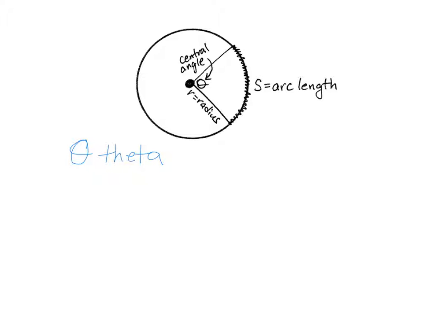Angles are measured in both degrees and radians. In a circle, the degree measure of a central angle is measured inside the angle itself. The radian measure of a central angle is the distance the angle marks off on the outside edge of the circle. It's a portion of the circumference.